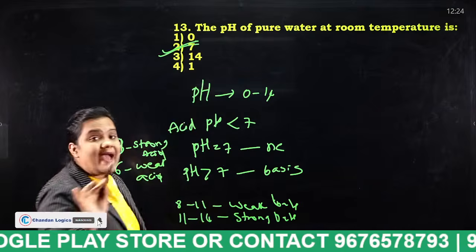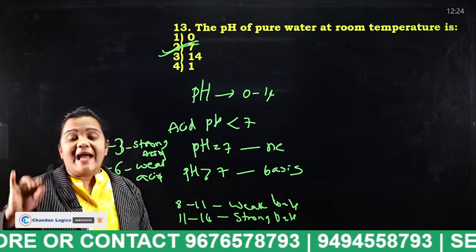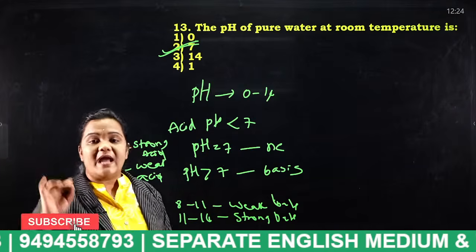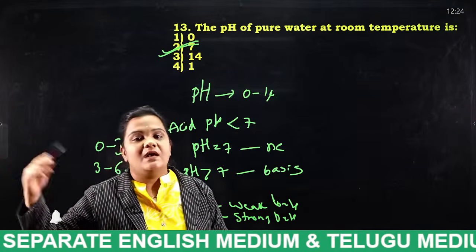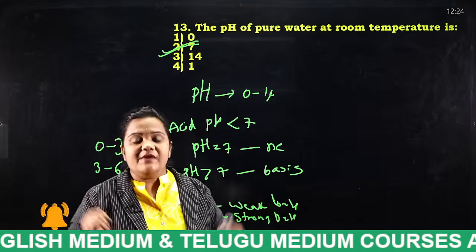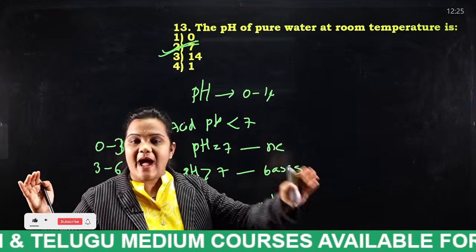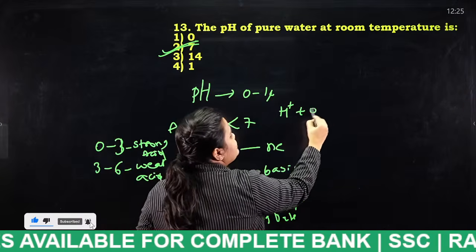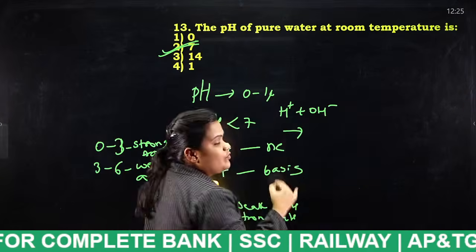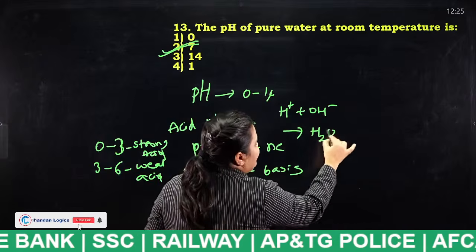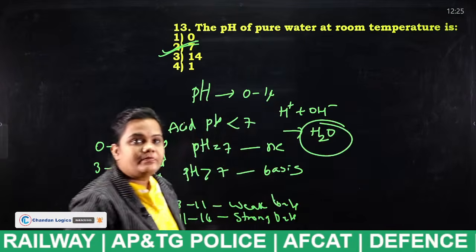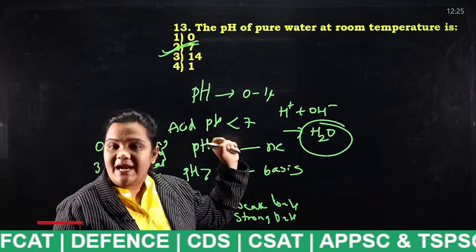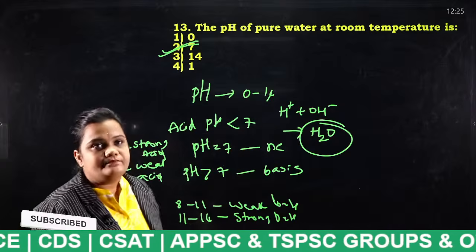Why? Because acids release hydrogen ions and bases release hydroxide ions. If hydrogen ions and hydroxide ions, that means H plus and OH minus, are both added, what happens? It gives us water. That means it is neutralized. For this reason we can say that the pH value of water at room temperature is 7.